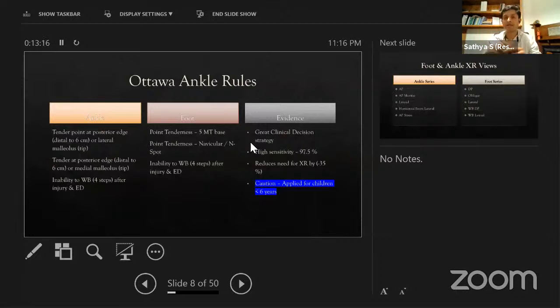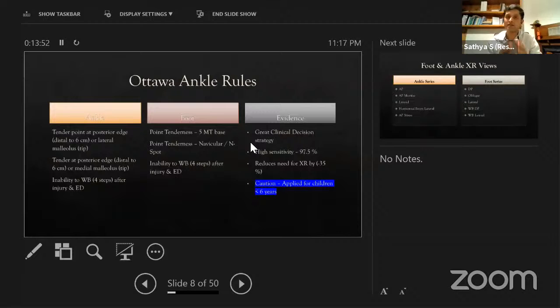We will see some diagrams a bit later. Check whether there is tenderness there, or point tenderness on the navicular area or the N-spot we mentioned before, and whether a person was unable to weight bear at least for 4 steps, and then it's better to have an ankle X-ray taken. This strategy quite often reduces unnecessary exposure for a person going for X-ray. So the Ottawa ankle rules help us or guide us to decide whether the person needs an X-ray or not, or further investigation or not.